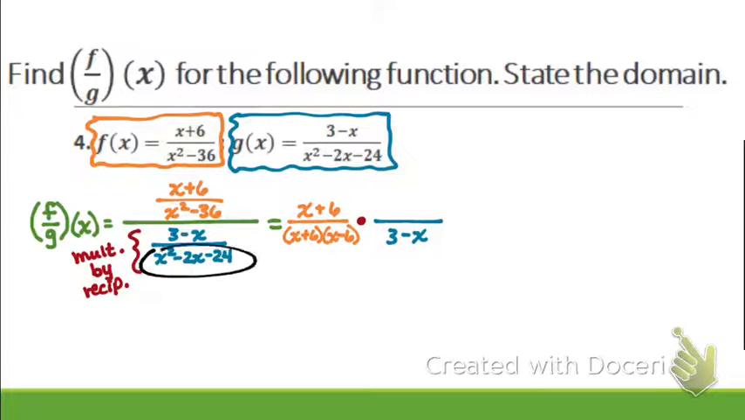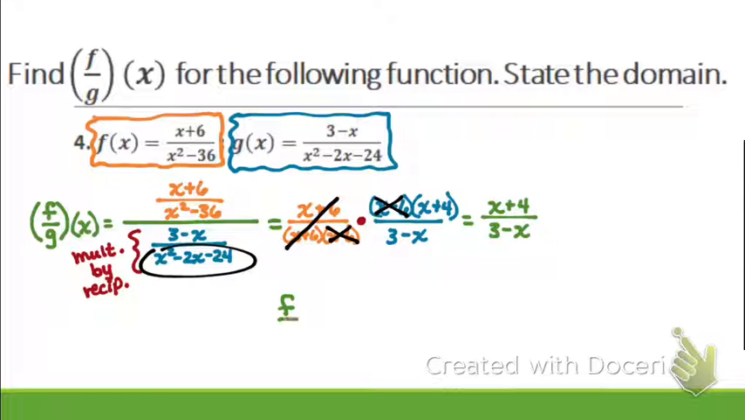How will this factor? Yes, x minus 6, x plus 4. Do we have any pieces that will cancel? X minus 6 between this numerator and that denominator, and the x plus 6's. So I am left with x plus 4 over 3 minus x.